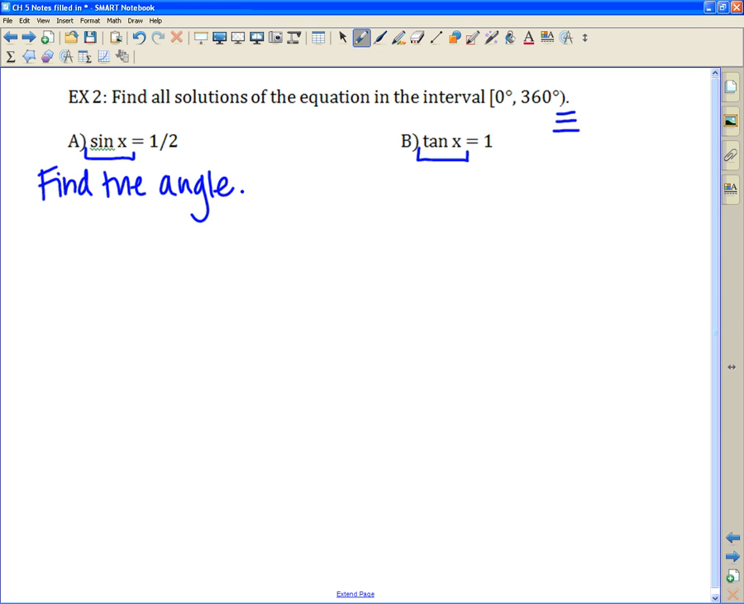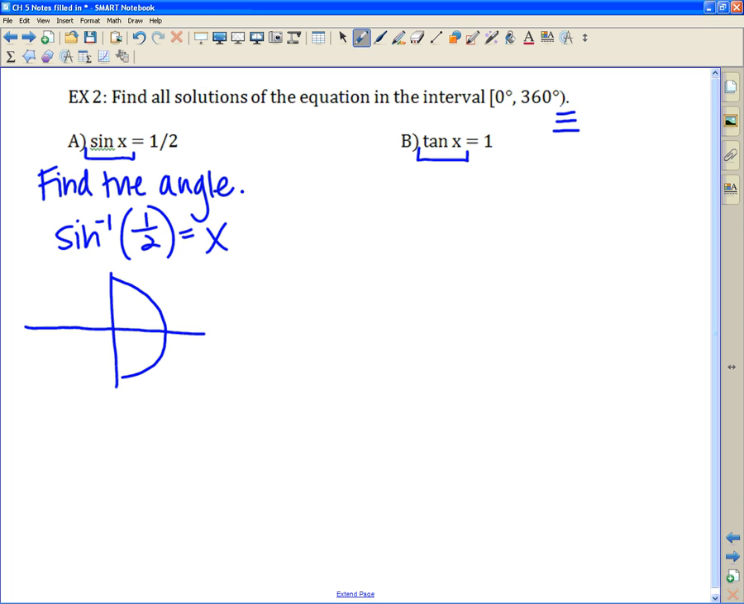Now, if you wanted to, you could think of this as an inverse problem. You could say inverse sine of 1/2 is equal to x, which is the angle. So where on the unit circle, when you do inverse sine, you can only use the right side of the unit circle. Where's the y value equal to positive 1/2? Well, we are at pi over 6. Now, unfortunately, or fortunately, it asks us to report that in degrees. So we are 30 degrees.